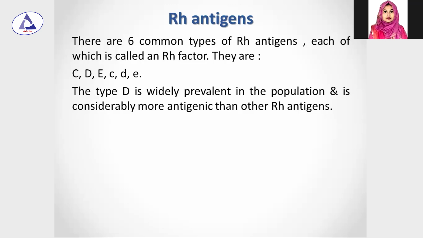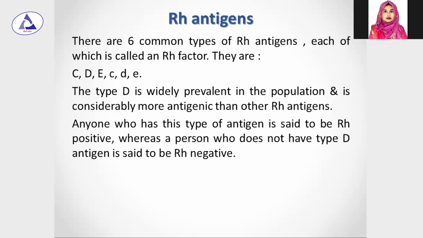and is considerably more antigenic than other antigens. আচ্ছা, anyone who has this type of antigen, which type of antigen? Antigen D is said to be Rh positive, whereas a person who doesn't have type D antigen is said to be Rh negative. So simple. Rh blood grouping এ কি থাকে? Spontaneously কোনো antibody থাকে না. What is present? Spontaneously there is no antibody in Rh blood grouping. কি থাকে? Antigen.